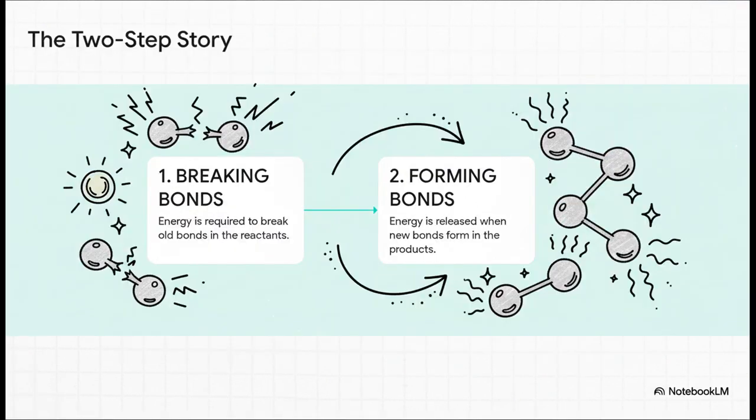That's it. Think of every single chemical reaction as a simple two-act play. Act 1, you have to spend a bit of energy to snap all the old bonds in the reactants. That's your energy investment. Act 2, as the new, stronger bonds form in the products, a bunch of energy gets released. That's your payoff. It always happens in that order.